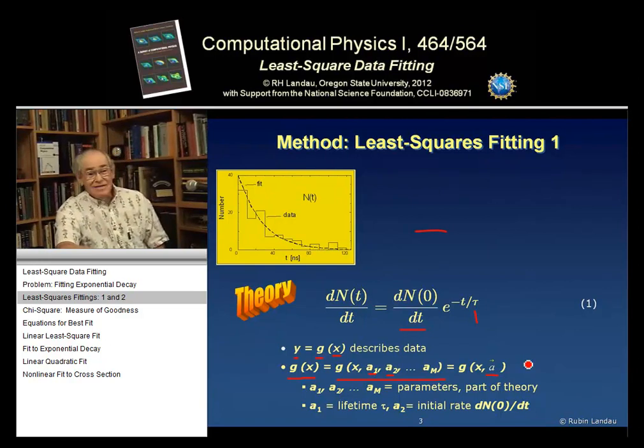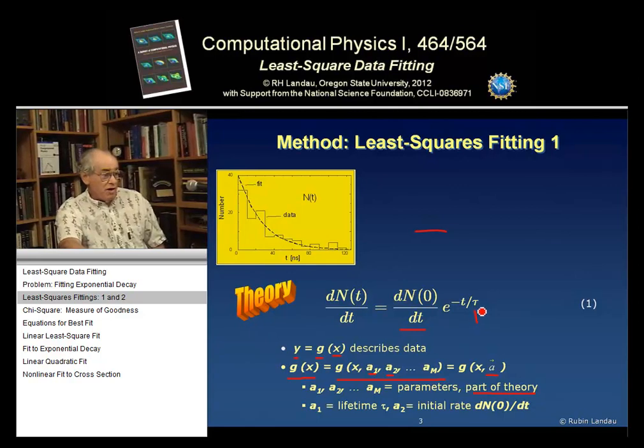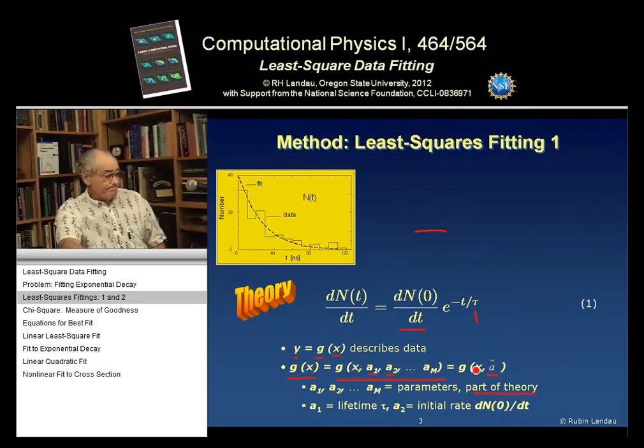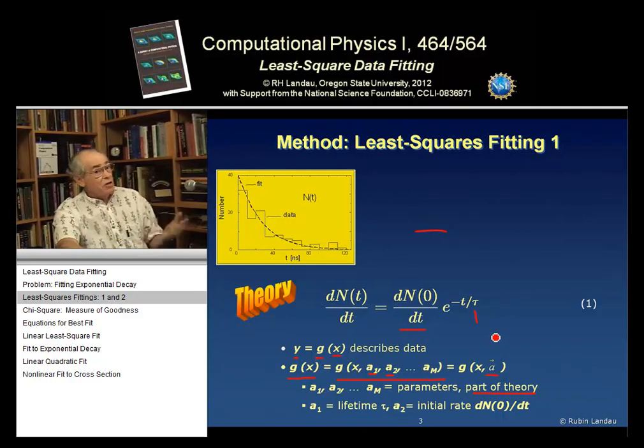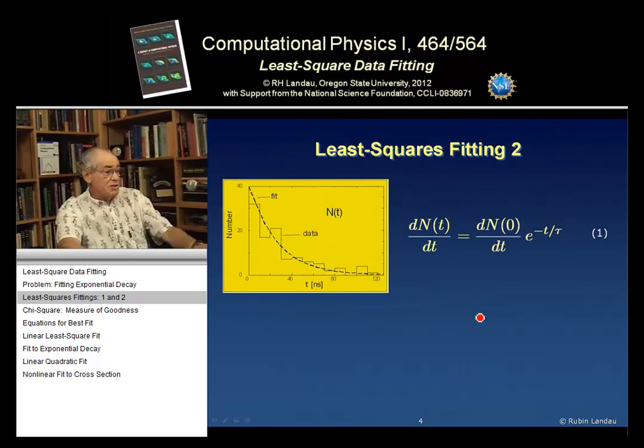And what's a parameter? Well, they're not part of something you measure in the data, they're part of the theory. Right here, in equation 1, the lifetime is a parameter, it's in the theory. The initial decay rate, dN(0)/dt, that's also a parameter. So these are numbers that appear in the theory. Okay? So when we do a fit to the data, we're not changing the theory, we're seeing if there are some parameters in the theory which we can adjust to fit the data best. So let's see how we do that.